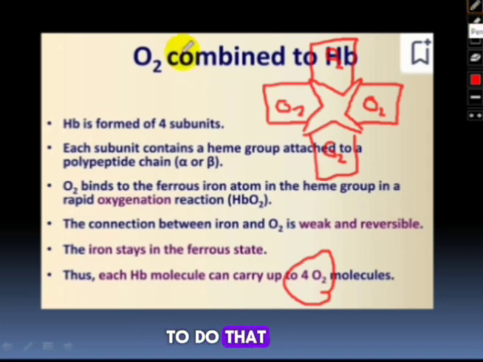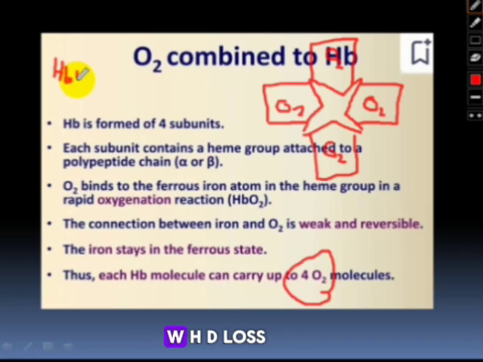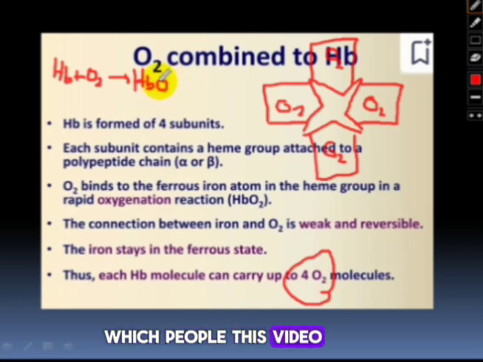If we want to show that using a chemical reaction, we will say Hb plus 1 molecule of oxygen. What would that give you? Hb O2. HbO2.